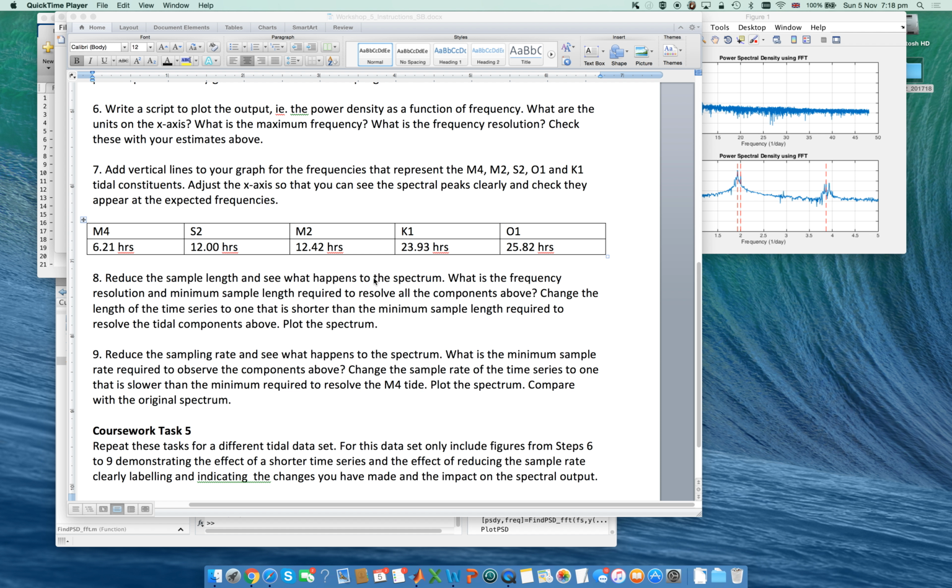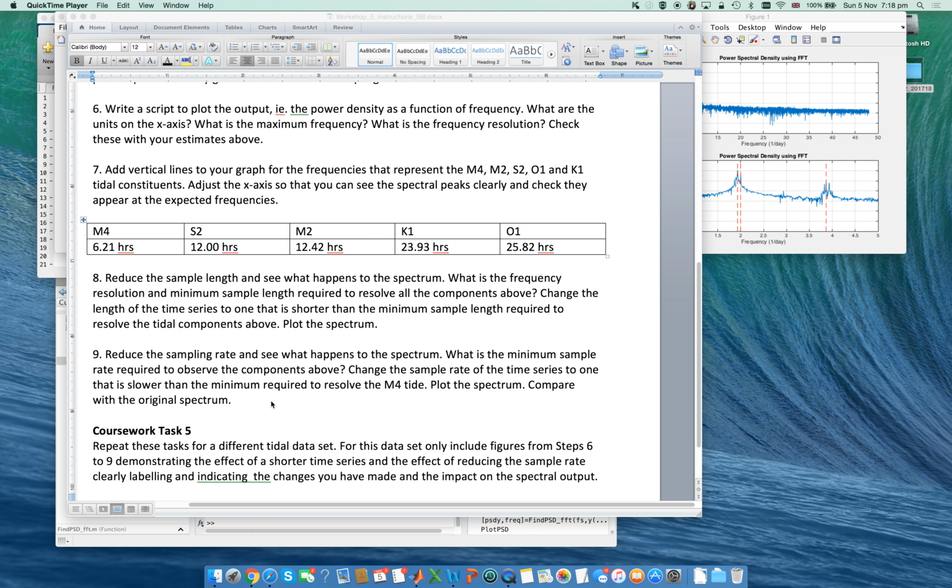So we are in Workshop 5 and we have completed step 8, which was to look at the influence on the spectrum of reducing the sample length, so using a shorter time series, and looking at how that impacts on the resolution. So moving on to step 9 now, and the aim of step 9 is to look at the influence of the sampling rate.